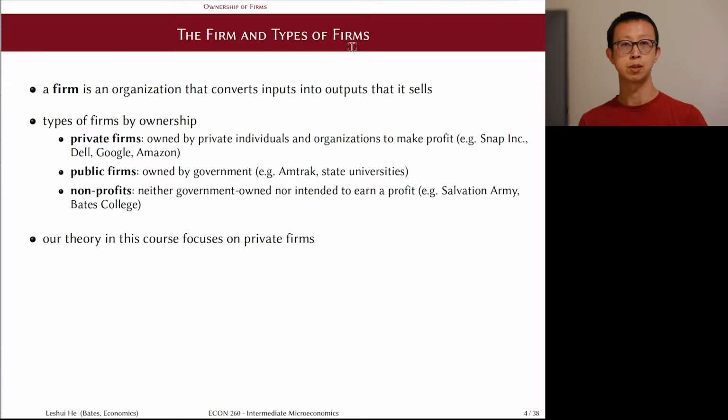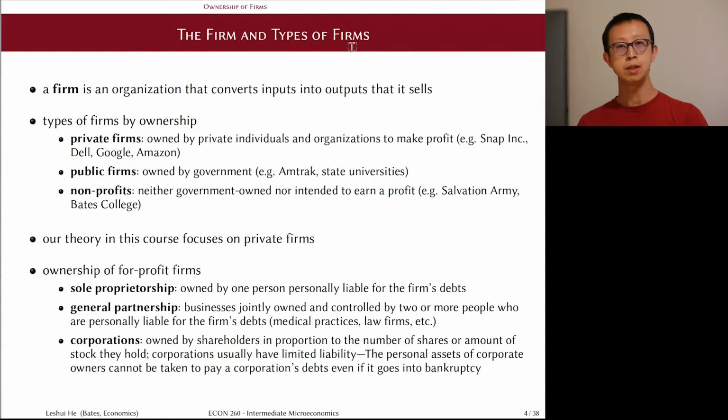Our theory in the course introduces the classical theory of the firm, which focuses on the private firms that pursue profits. But this framework can be used as a foundation to model other forms of organizations with objectives beyond profits. Within the category of private for-profit firms, there are many different types of ownerships. We can have sole proprietorship, we have general partnership, and we have corporations.